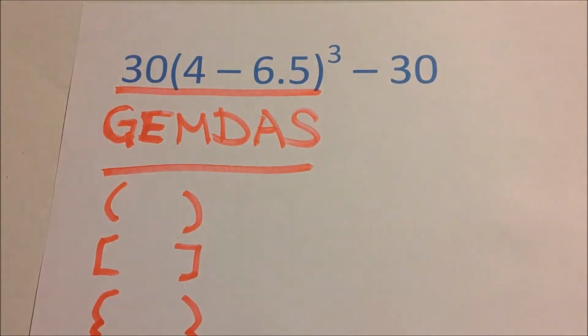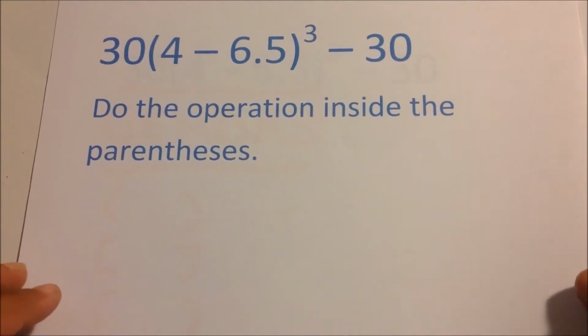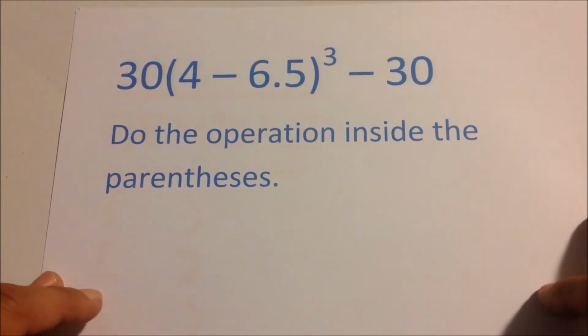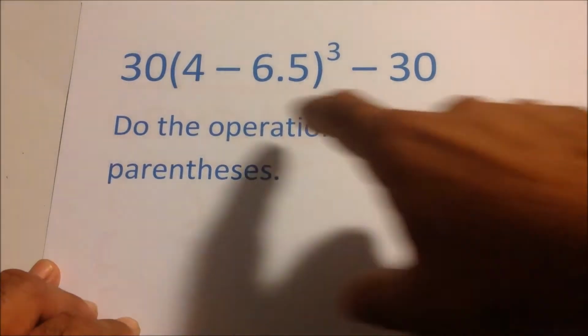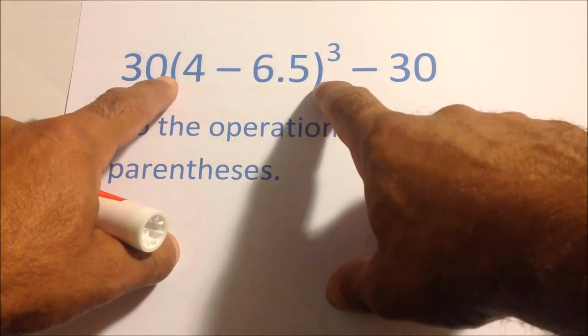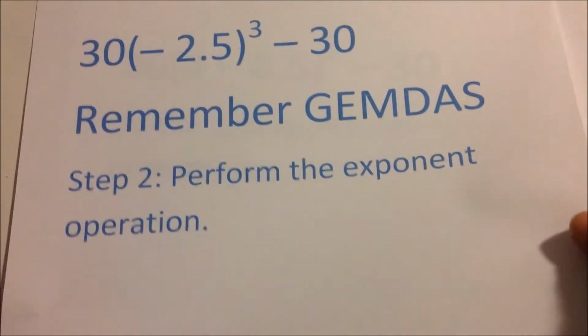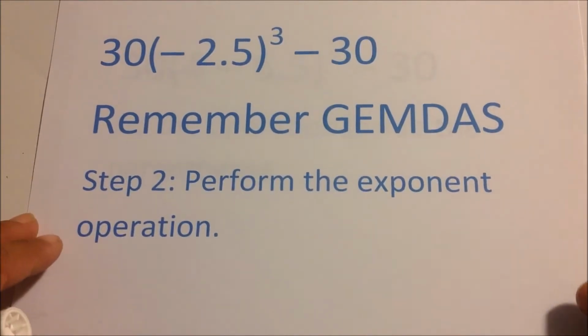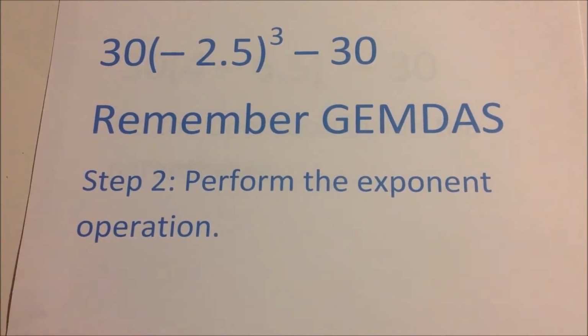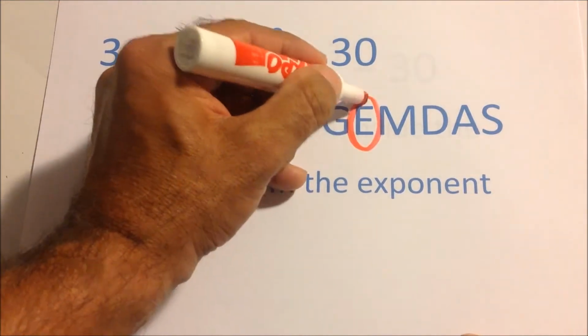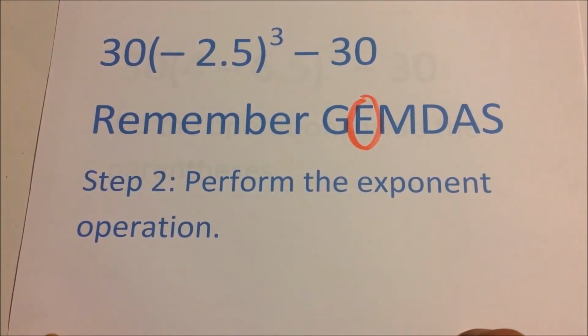So what do you think you should do first? The first thing we should do is inside the parentheses. Remember, grouping symbols first. So do inside the parentheses, which is the grouping symbol, and what would you get? 4 minus 6.5, remember GEMDIS or PEMDAS, gives us negative 2.5. So now we're doing negative 2.5 cubed. Remember, we're doing exponents next. We're doing the exponent part. So what's the next step?